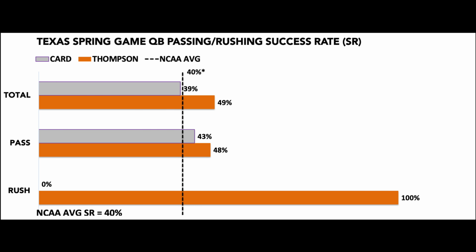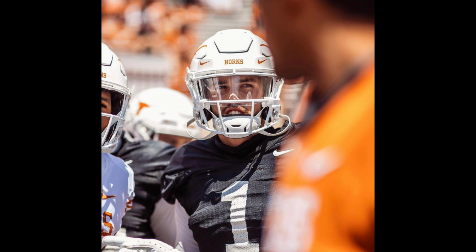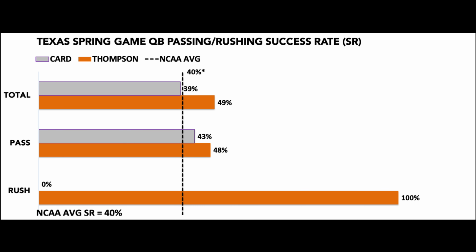The average for NCAA that I've been doing here for the past 4 or 5 years has been around 40%. When it comes to the passing game for Hudson Card, he was above average also at 43%. So he had a success rate of 43% compared to Thompson's 48%. When it comes to the rushing side of the house, Thompson had a 100% success rate when it comes to rushing, and Hudson Card's was 0.